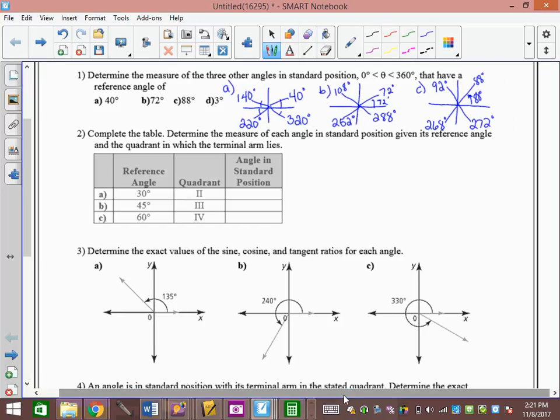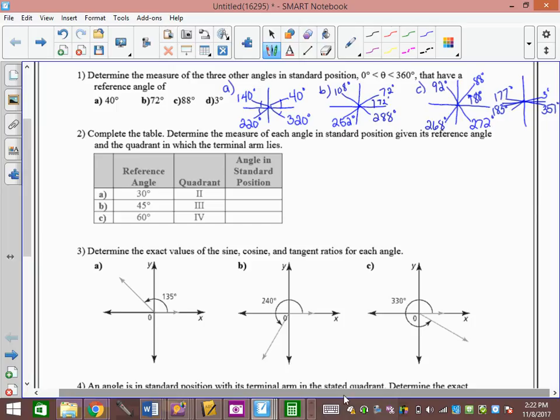And then D is 3 degrees. So this will be 3 degrees. This will be 180 minus 3, 177. This will be 357.